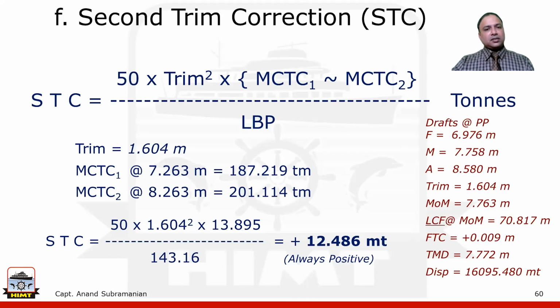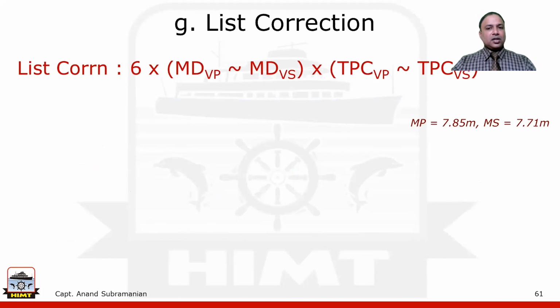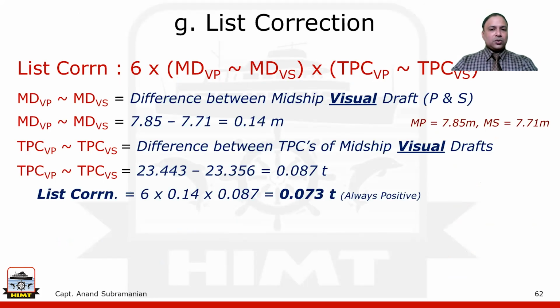Now, as we discussed earlier, the second trim correction always has a positive sign. If you look at the numericals, the midship draft marks were not the same. The port was different from the starboard, and that is because the vessel has got a list. So now we are going to apply the list correction. The visual midship draft mark on the port side was 7.85, and the visual starboard draft mark was 7.71. So now we apply the corrections. For this MDVP, the difference of the draft marks, 7.85 minus 7.71, remember, this answer is always positive, the absolute value, that is 0.14 meter.